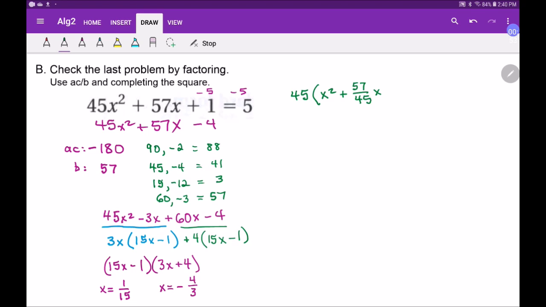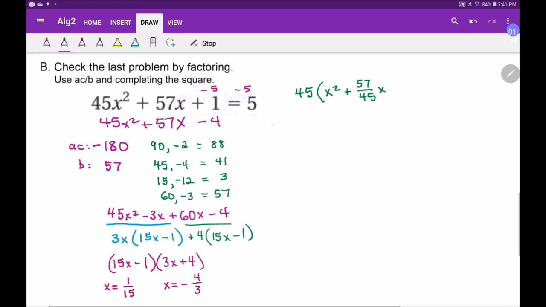So to get our perfect square, we're going to multiply that by 1/2. We take half, right? So 57, we'll do this over here. We'll say 57 over 45 times 1/2. That's what we always do. And then we square. Okay?